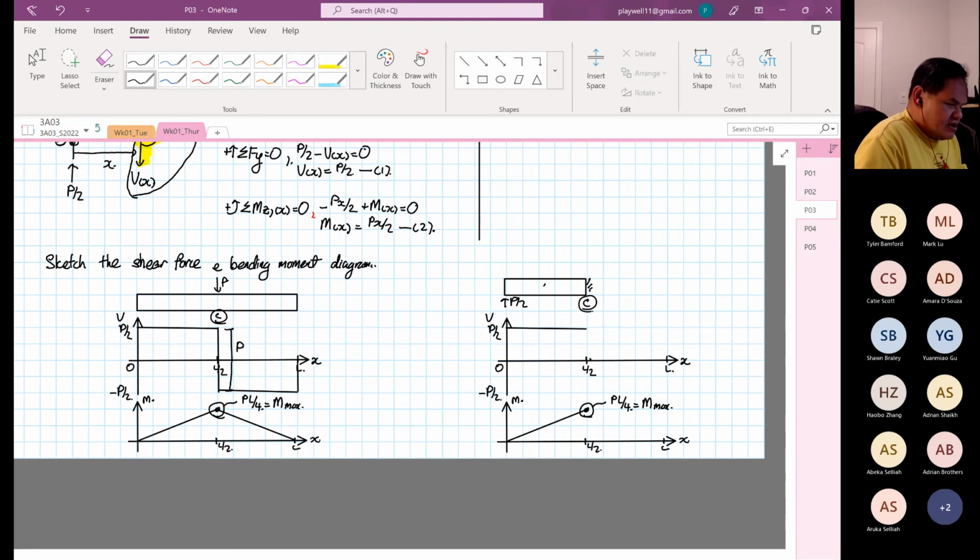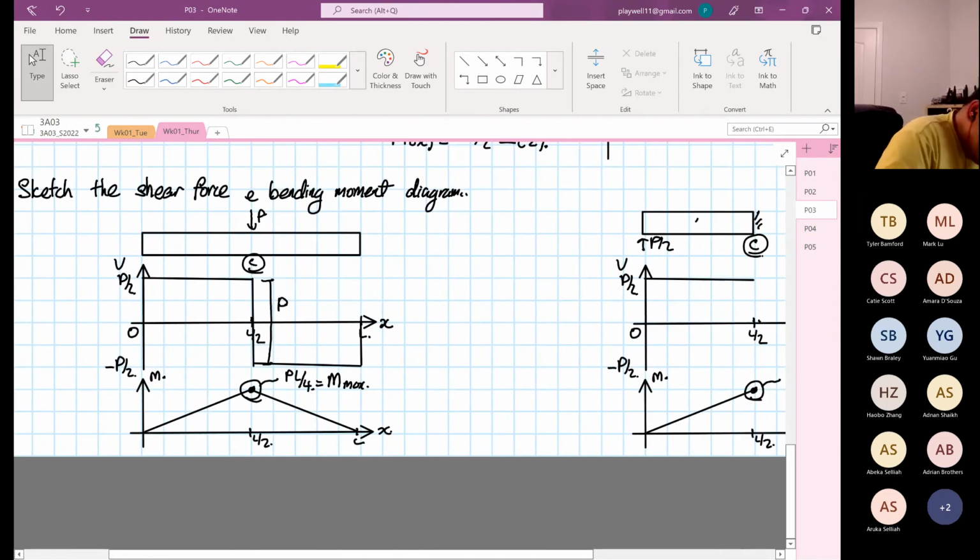Since I'm doing this myself, I describe the trend or the relationship with the shear force and bending moment diagram with you. This will be useful when you do your homework. What I want you to observe is this.